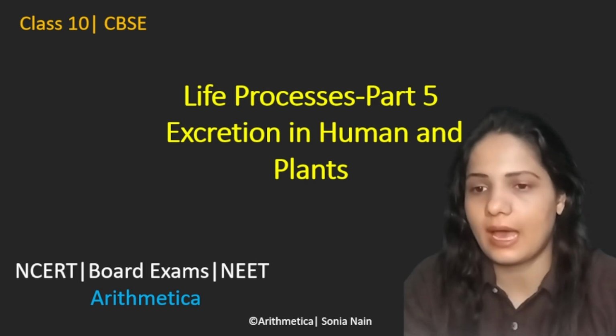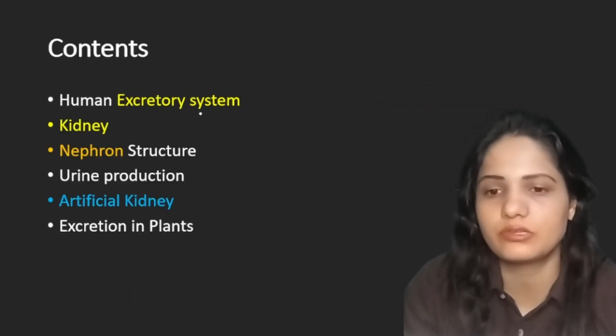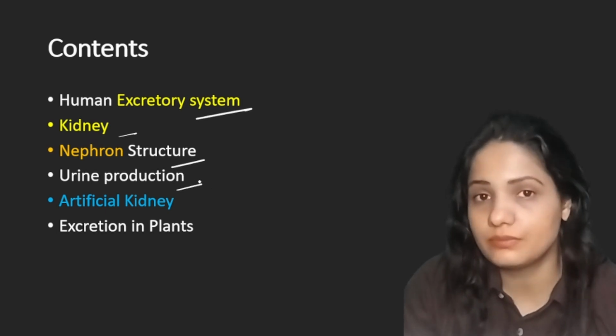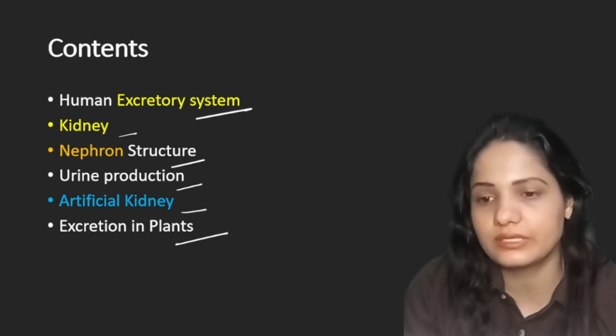Here we have the content of today's video. What we are going to cover in today's video is first we will see human excretory system, then structure and function of kidney, nephron structure, then the process of urine production, artificial kidney, and excretion in plants. These are the topics of today's discussion.